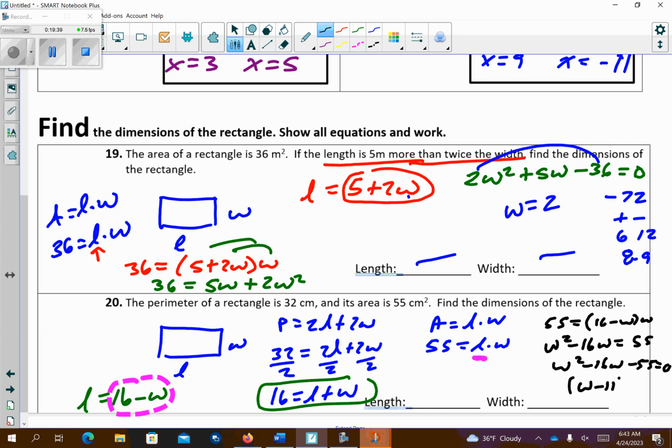And then 55, this is actually going to break down nicely. Negative 11 and negative 5. Let's see, is that right? Minus 55. Oh, that should have been a plus 16W. Sorry about that. So we're going to get a length of 11 and a width of 5. So if we set those equal to 0.